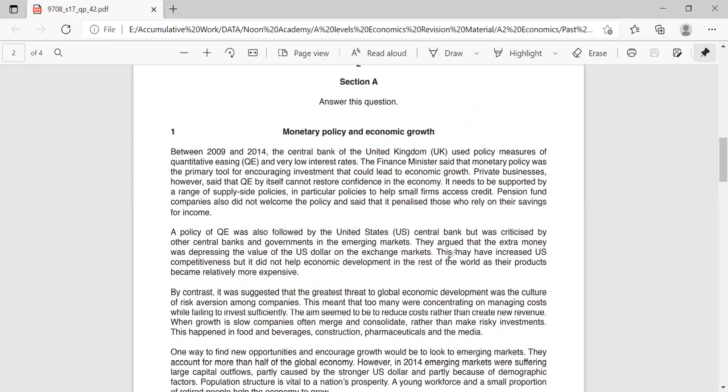So it clearly says, right? They argued that the extra money was depressing the value of US dollars on the exchange markets. This may have increased the US competitiveness. US products are becoming cheaper because their exchange rate is weaker now. But it did not help economic development in the rest of the world as their products became relatively more expensive. Is it making sense?